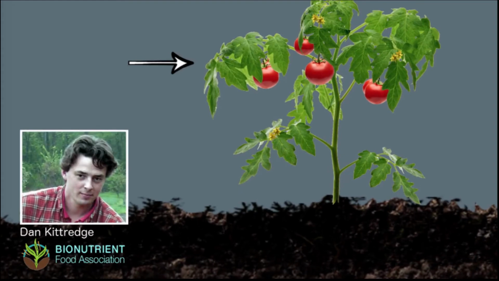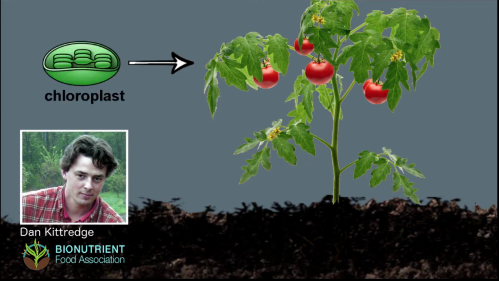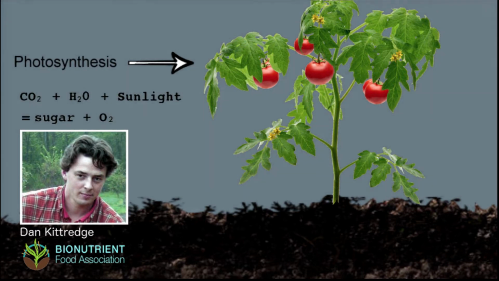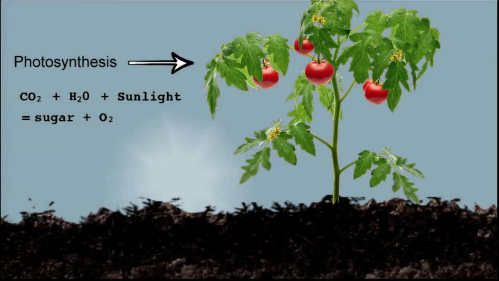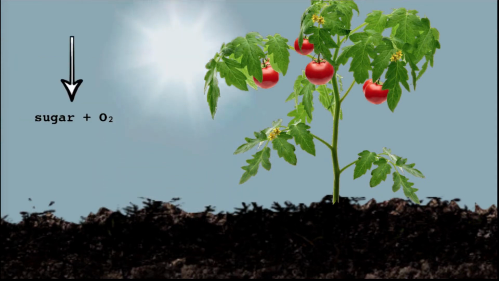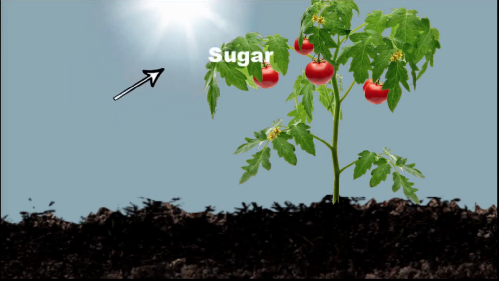You may have noticed that most plants have green leaves, and it seems that plants have green leaves because what occurs in that green part, the chloroplast, is photosynthesis. Photosynthesis is a process by which carbon dioxide and water and sunlight are put together and converted into sugar and oxygen. We know that the oxygen is emitted into the atmosphere and we breathe it.